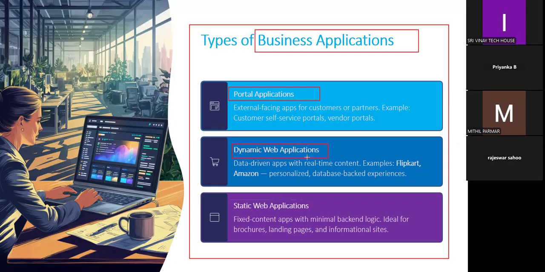And coming to dynamic web applications. These are data-driven apps with real-time content. Flipkart and Amazon are the best examples of dynamic web applications because they are data-driven. We can personalize our data, and there is definitely a database backend to maintain the tracking system, the purchase order history log, and everything.